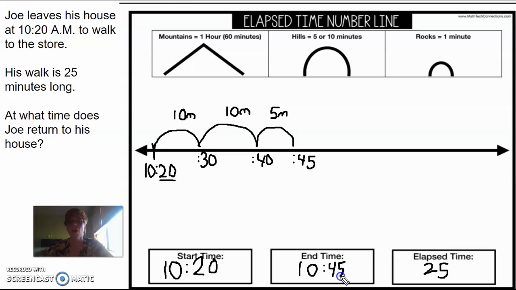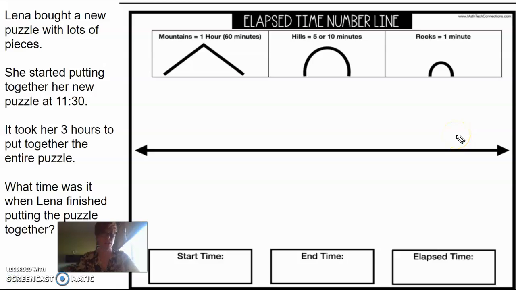10:45. You could also work this problem out by doing the mountains and hills and then going back and figuring out the time, if that's easier for you. On the next problem, we might go ahead and do that. So I'm going to pause my video, get another problem up. You clean your board. All right, we have another problem here.